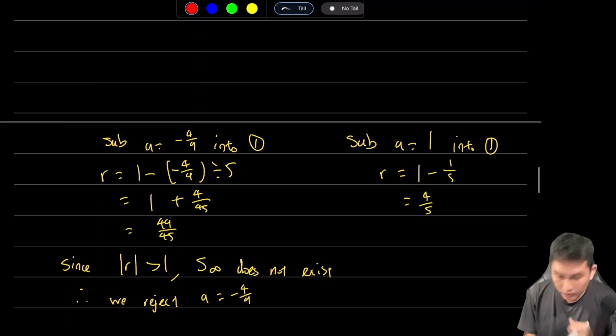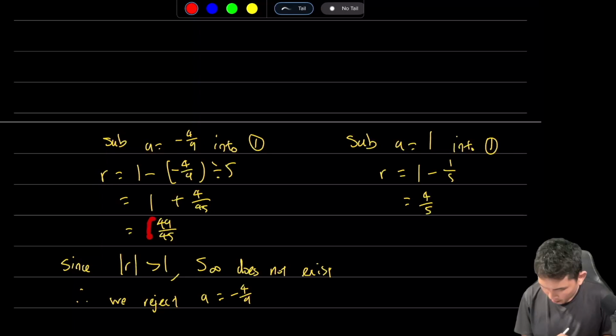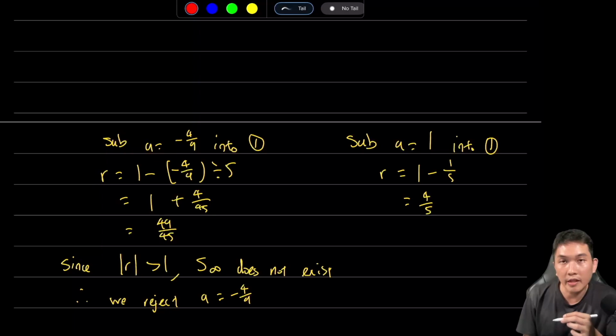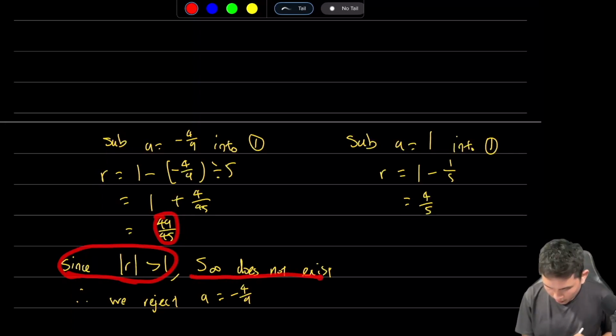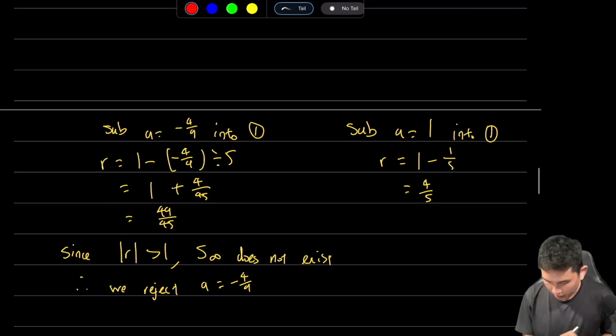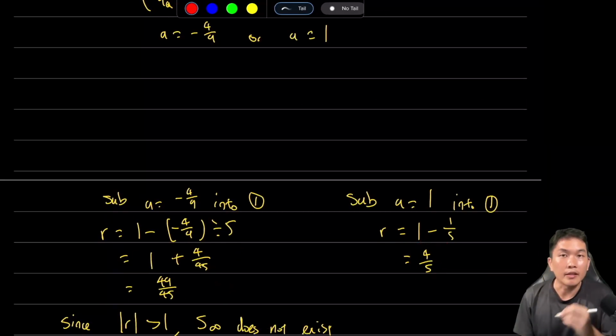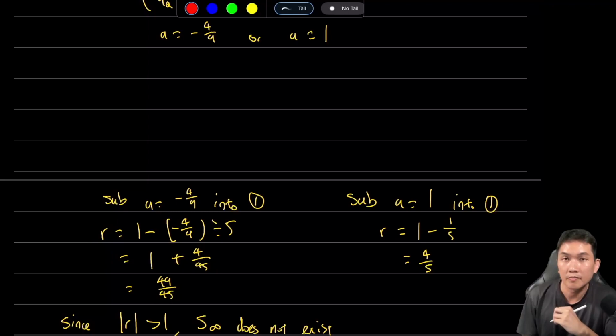If you substitute A equals -4 over 9 to find out what our R is, you get R equals 49 over 45. Okay? And since we have a sum to infinity, then mod R needs to be less than 1. In this case, this is greater than 1. So since mod R is greater than 1, the sum to infinity does not exist. And therefore, I'm going to have to reject A equals -4 over 9. Okay, but if you substitute A equals 1, you find that R is less than 1, and therefore you would have a sum to infinity. So that's how we're going to show part 1, that A is equal to 1.